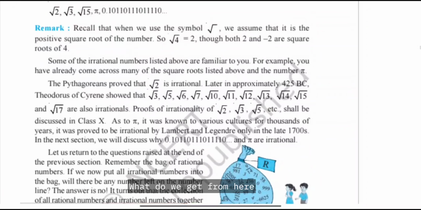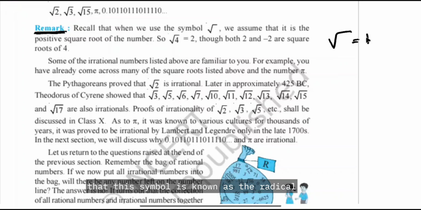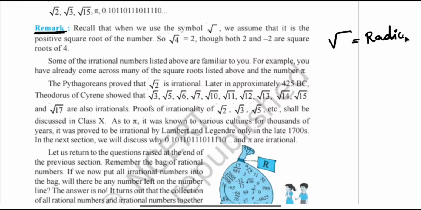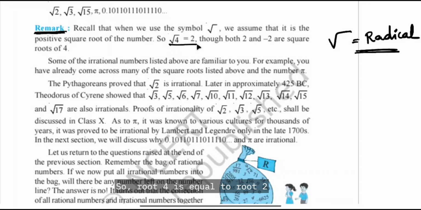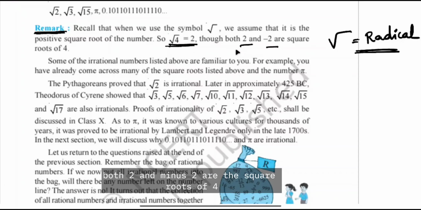Now let's move on. What do we get from here, what is the remark that we got when we use this symbol? What is this symbol? If you know, this symbol is known as the radical. We have studied this in detail in class 8. So this is basically the radical symbol. We assume that it is the positive square root of a number, so root 4 is equal to 2, though both 2 and minus 2 are the square roots of 4.